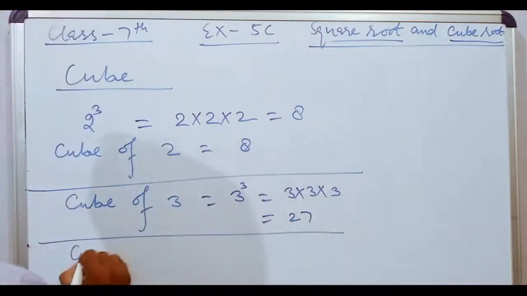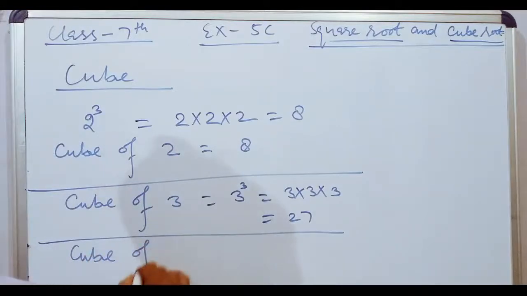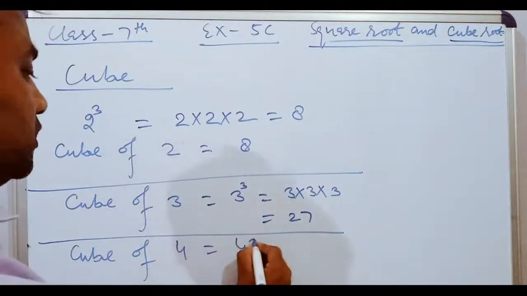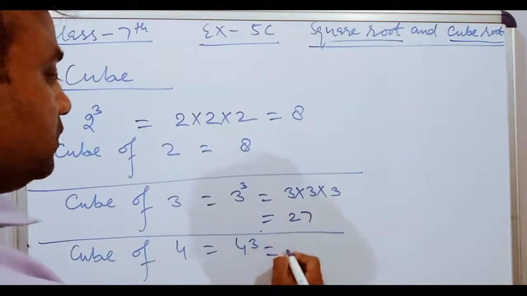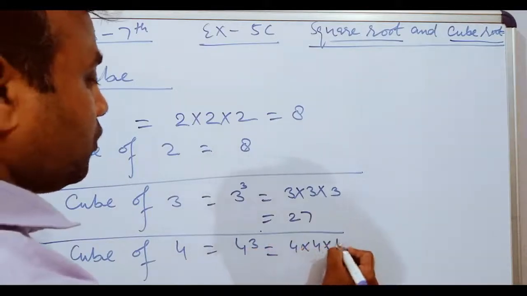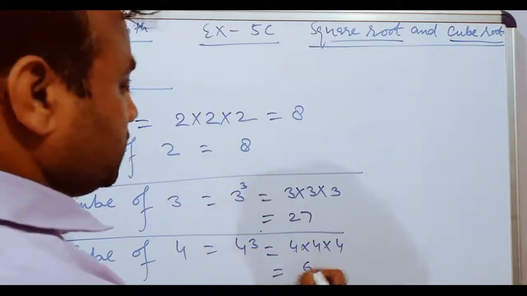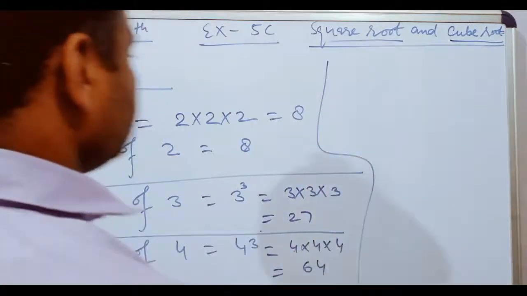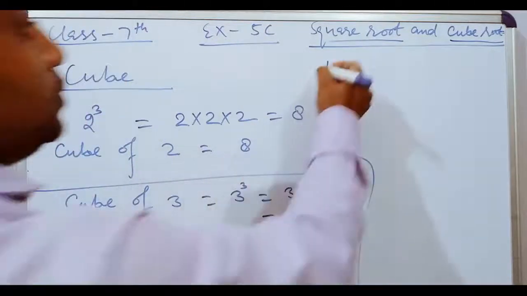Like cube of 4 equal to 4 to the power 3 equal to 4 into 4 into 4. 4 4s are 16, 4 16s are 64. Like this, you have to learn.